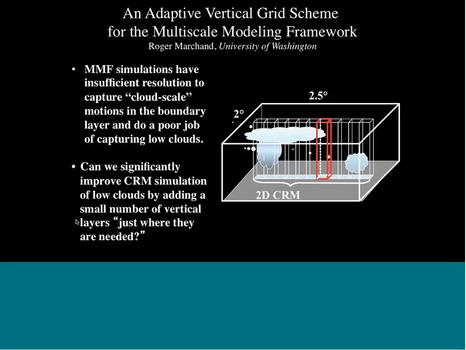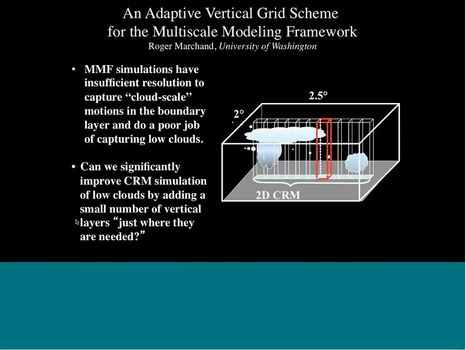So as I'm sure many of you are aware, there's been a lot of interest in higher resolution global models, either in the sense of a global cloud resolving model or an MMF or super parameterized model in which a two-dimensional cloud resolving or a small three-dimensional cloud resolving model is embedded into a traditional GCM. And these MMF simulations, while they are in some sense intended to capture, quote, cloud scale motions, they don't really do that in the boundary layer. And in fact, they don't have sufficient resolution to represent or capture boundary layer cloud motions. And in fact, they do a poor job of capturing low clouds overall, and I'll show a couple slides on that here in a moment.